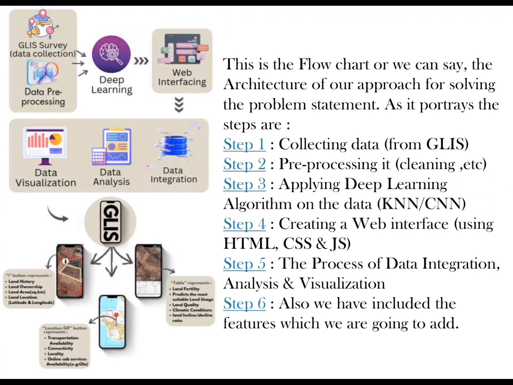As Kef has explained the flowchart or the architecture of the project, I'll just list the steps once to explain how it will work. Basically, we'll get all the data from the GLIS website, that is data collection. Then we'll pre-process the data so that it gets cleaned, in which we'll be applying the ETL process and cleaning process. Then the data will go through some deep learning algorithms like KNN or CNN.